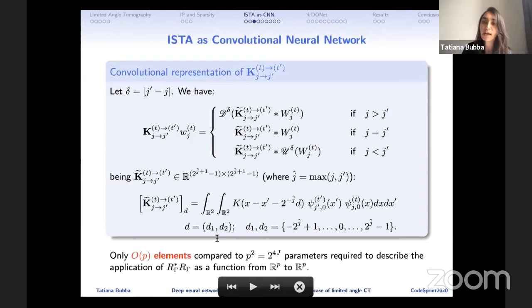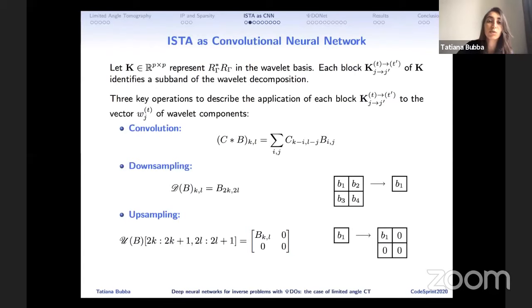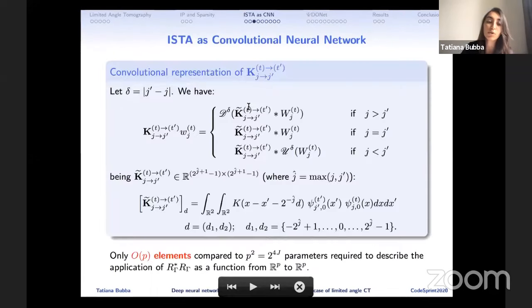Why would we do that? Well, first, because we have a complete description of ISTA as a convolutional neural network, but also because compared to the representation that we would have of these operators in the wavelet basis, we reduce significantly the number of elements needed to describe it. So instead of having p squared elements, this representation here requires only p elements. And now I'll try to explain this formula a bit better.